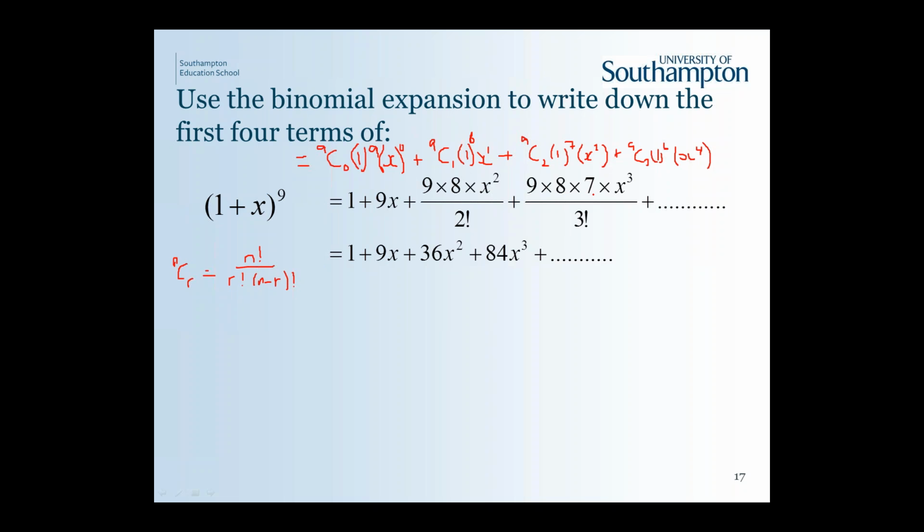9 times 8 times 7, sorry, 9 times 8. It cancels all the 7s because it's got 9 times 8 times 7 times 6 and so on. And we've already got 7 times 6, they've just cancelled those, leaving me with 2 factorial. Same again with 3 factorial. And then they've just worked those out simply. Are there any questions about that?